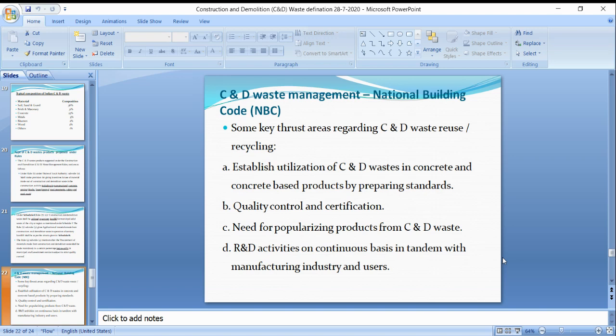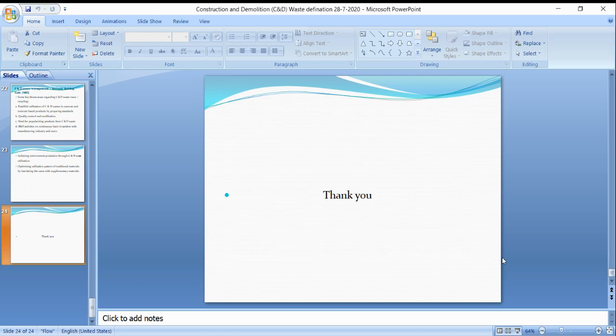So, quality control and certification. Every construction has to get a quality control check before construction. Any building requires some tests, such as strength tests, and the quality will be checked at that location. So there is a need for popularization of products from construction and demolition waste. R&B road and building department activities on a continuous basis in tandem with the manufacturing industries and users.